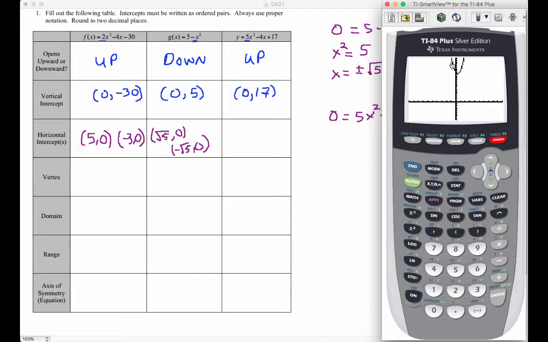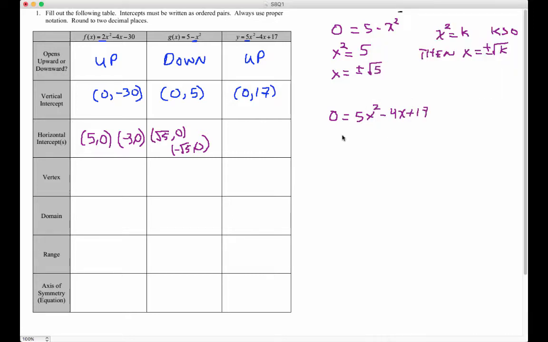And what we see is that this graph has no x-intercepts. In other words, it has no real values that will cause the function to be equal to 0. So in this case, there are no x-intercepts. So there are no horizontal intercepts. So no h-intercepts, or if you wanted to say does not exist, that works also. Either of those are fine.